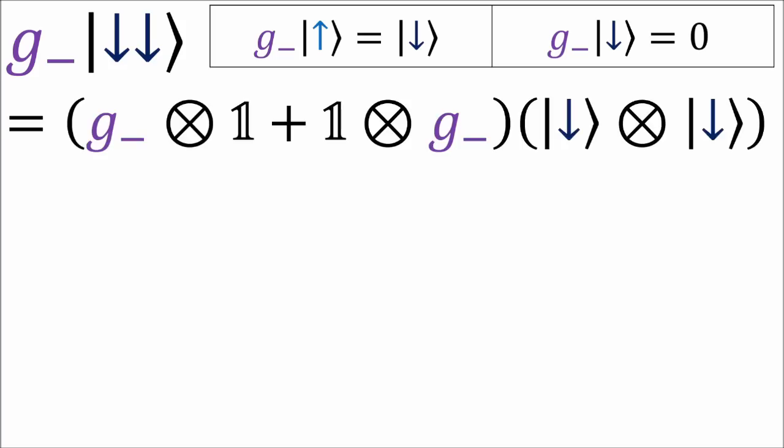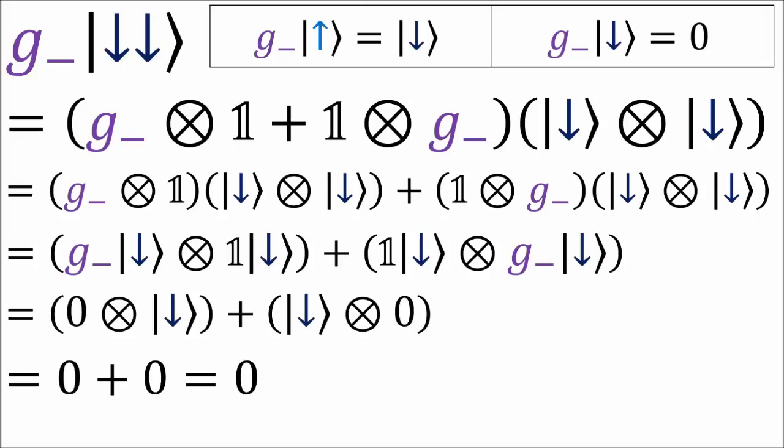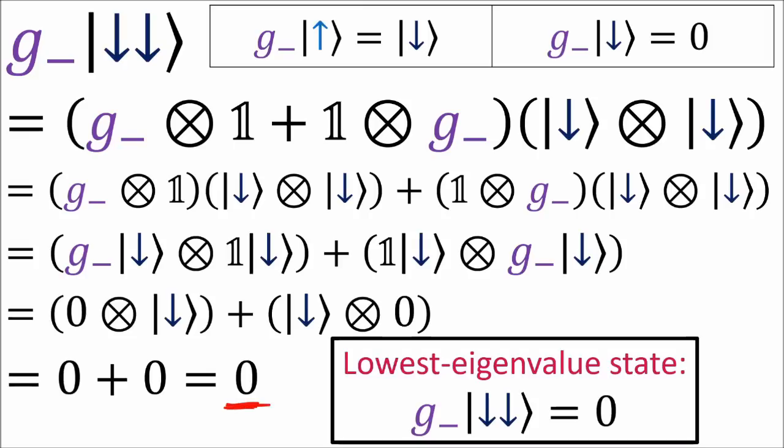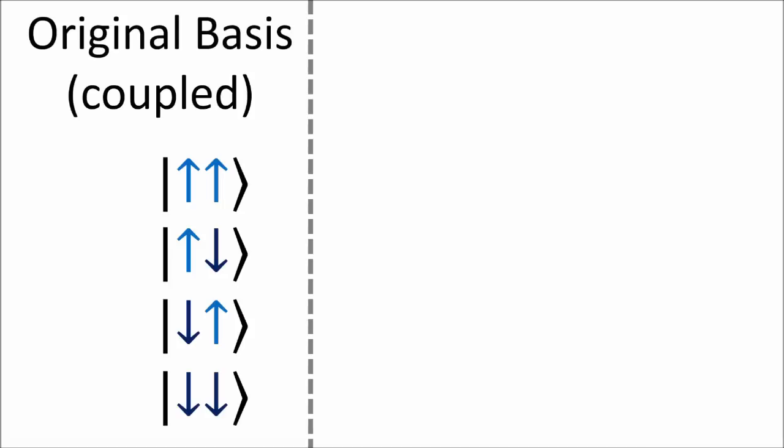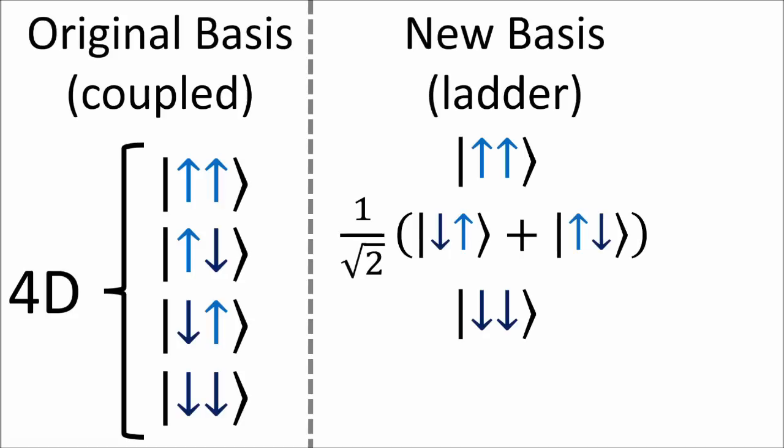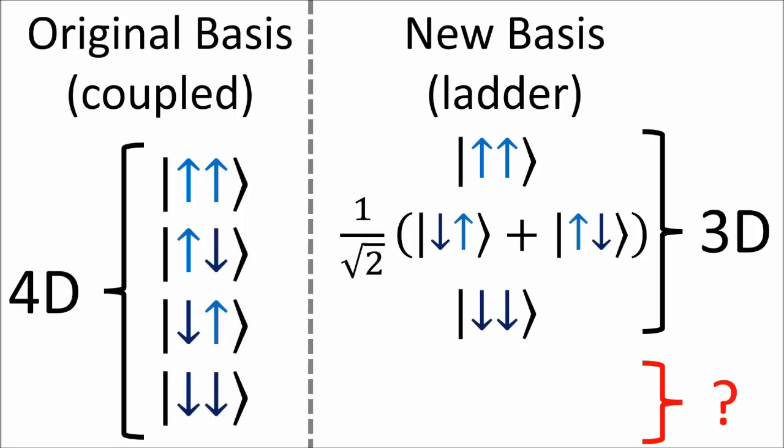Now, a problem here is that if we try to lower the down-down state, we get 0, so this is the lowest eigenvalue state. This is a bit weird because the tensor product space is 4-dimensional, but the space given to us by the ladder operators is only 3-dimensional. So what happened to the extra dimension?